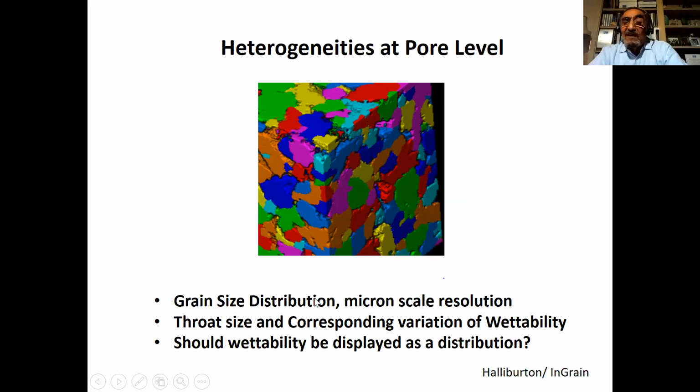So grain size distribution, at micron-scale resolution, that's what you see. Throat size and the corresponding variation of wettability is a challenge, because you just can't represent the whole rock with one number. And should we display wettability as a distribution? This is something that I worked on at Halliburton on this issue.